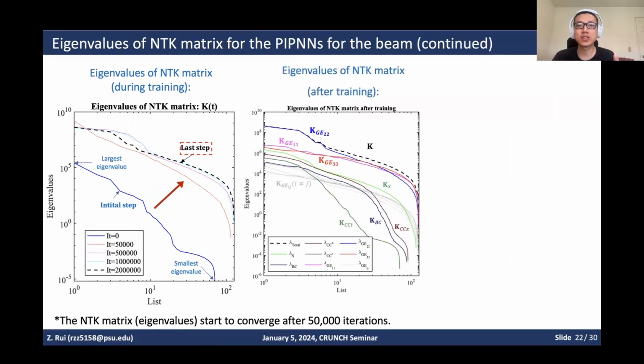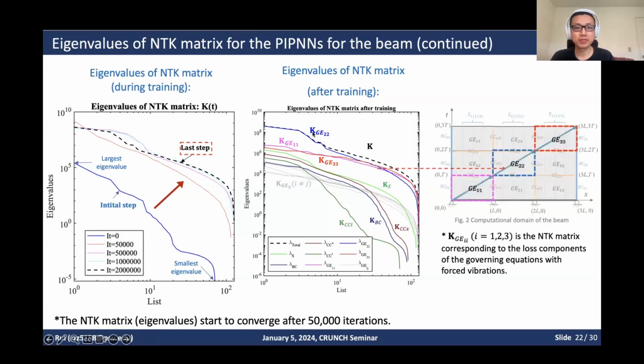We get the eigenvalues of the NTK at the last step, shown by the dotted line, which is K. We also get the NTK matrix for each loss component. For example, the blue one is the NTK for the governing equations as a 2-2 matrix. We can find that these three, K_GE 1-1, 2-2, and 3-3, are the largest matrices with the largest eigenvalues. These three correspond to the governing equation loss components along the direction of the moving vehicle load, which means the forced vibration has the largest NTK matrix, and it will converge faster than the other loss components.